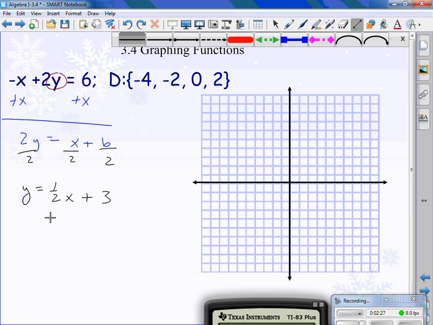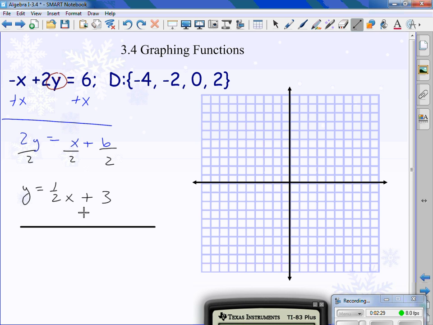I'm going to make a table, or a t-chart. These are going to be my x values. These are going to be my y values. We're already given the domain: negative 4, negative 2, 0, and 2. Now I need to go in and substitute each one of those.